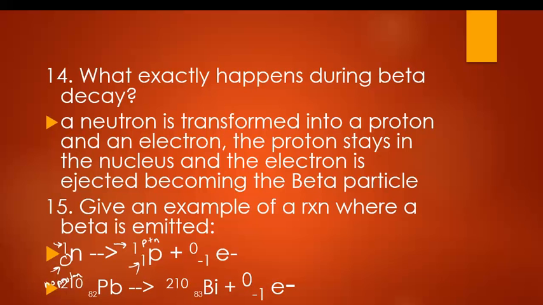Here's an actual example. 210, 82 lead. Notice that the 210 stays the same because a neutron becomes a proton, so it doesn't change the number of things. But notice that the number's gone up because now you have an extra proton. And then the beta particle is symbolized like this so that it adds up on both sides.